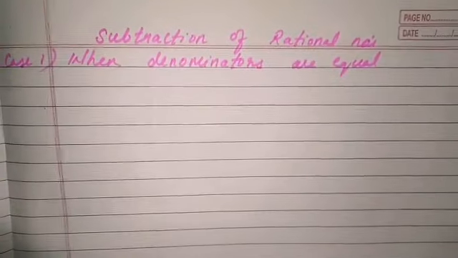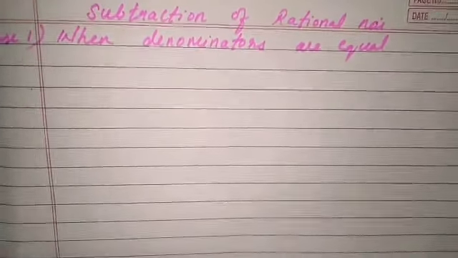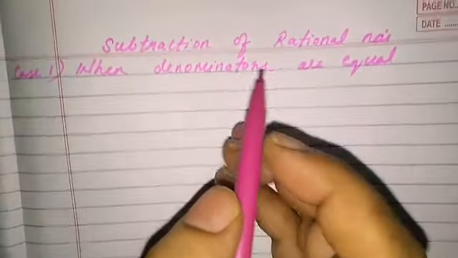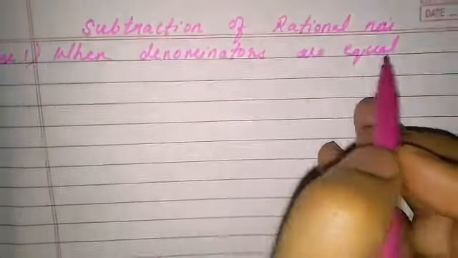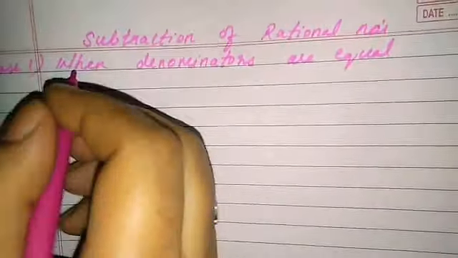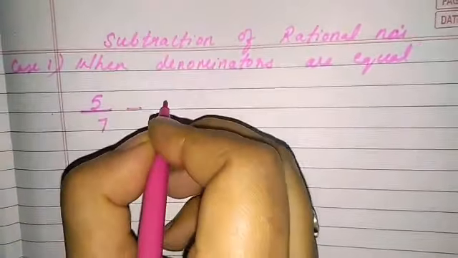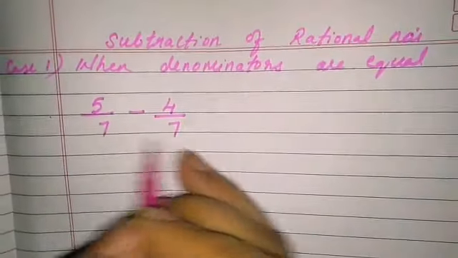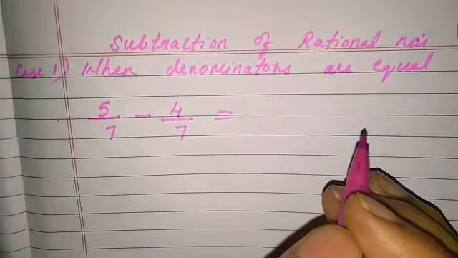Now let's see how to do the problems based on subtraction of rational numbers. So here also we have two cases. Case 1 is similar to the case 1 in the addition of rational numbers, when denominators are equal. Now let's take a number, let's say 5 by 7 minus 4 by 7. Here also, if the denominators are equal, it's very easy. We just subtract the numerators.